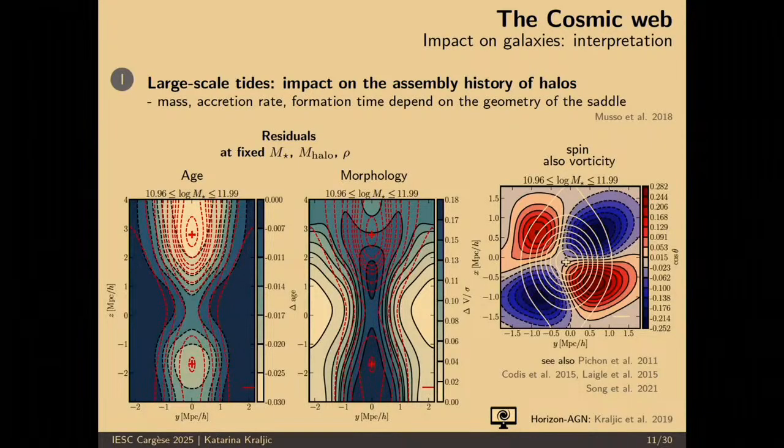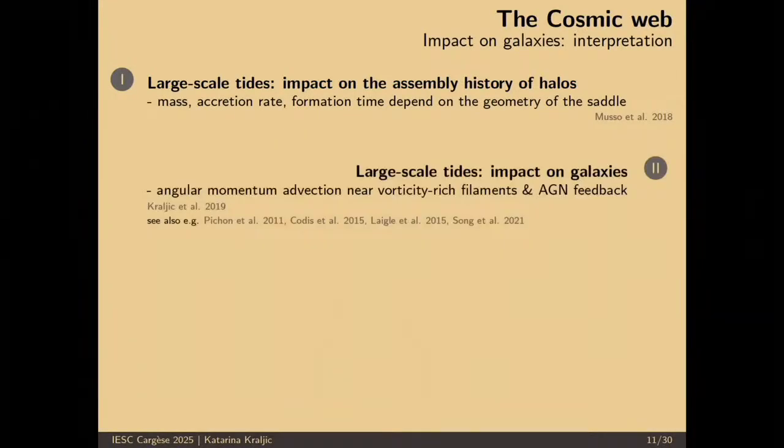So here I'm showing a similar thing to what we saw on that nice figure showing the geometry of the spin of the halos. Here is just a cut, like you cut slices, and you see that you have this quadrupolar structure of the spin, but it's also true for the vorticity, so this rotation of the gas inside the filaments and near the walls. And so the conclusion is that it's really the advection of the angular momentum that has a strong impact on these properties of galaxies, such as specific star formation activity or morphology of galaxies. Okay, so this was this interpretation.